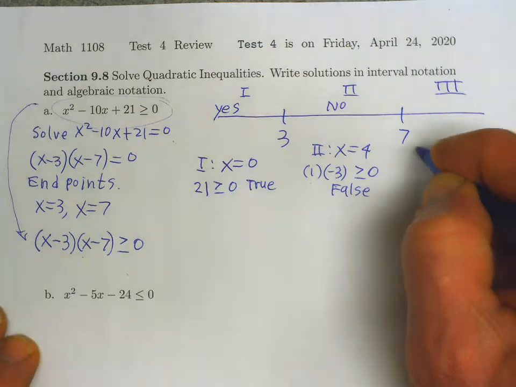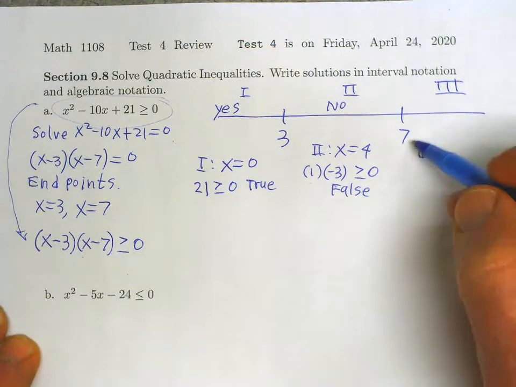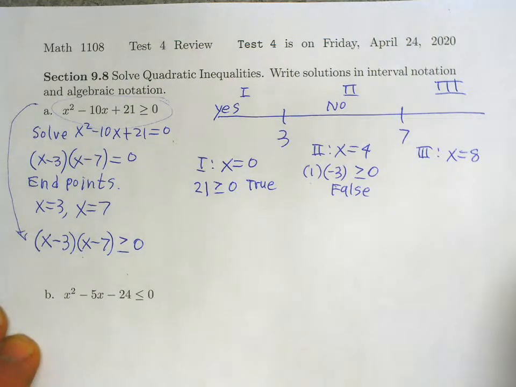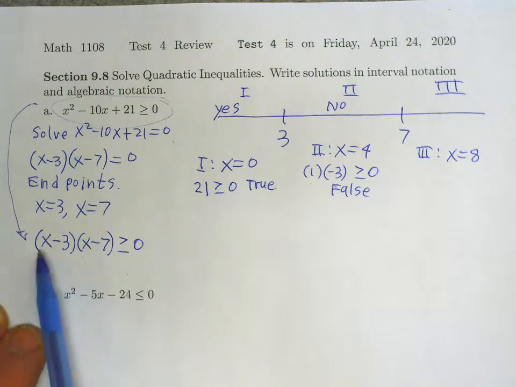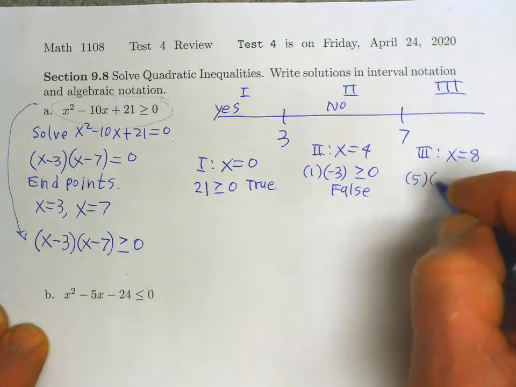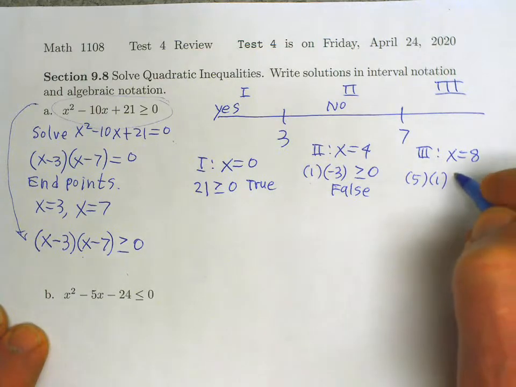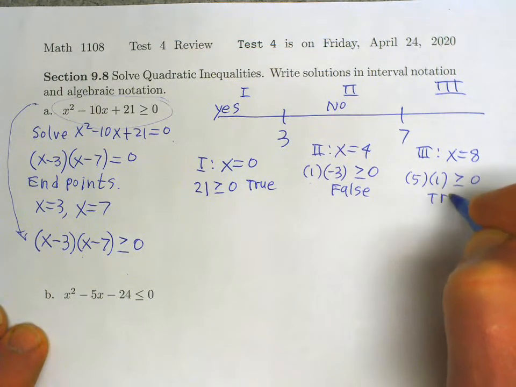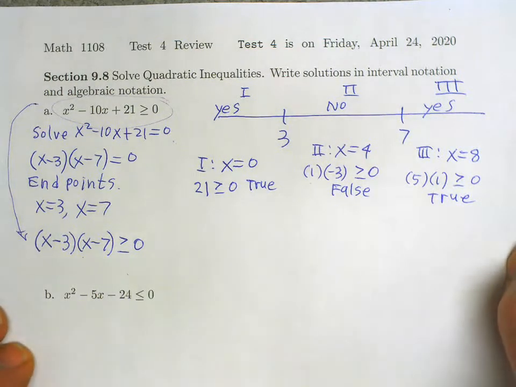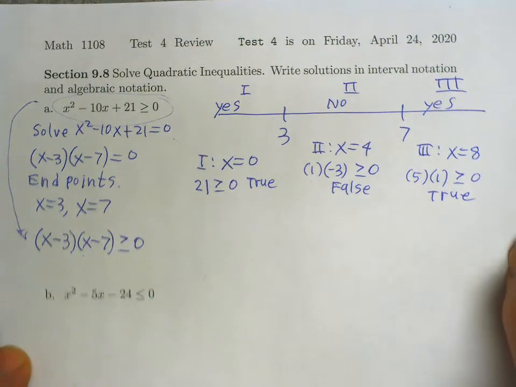And then in the third interval, we can pick x to be any number greater than 7. So I'll pick x to be 8. And then I'll use the factored form again. Replace x with 8. 8 minus 3 is 5. 8 minus 7 is 1. 5 times 1 greater than or equal to 0 is true. So yes, all of the numbers from 7 to infinity are solutions.